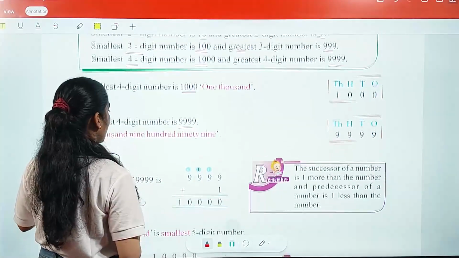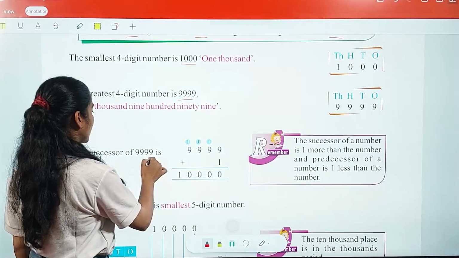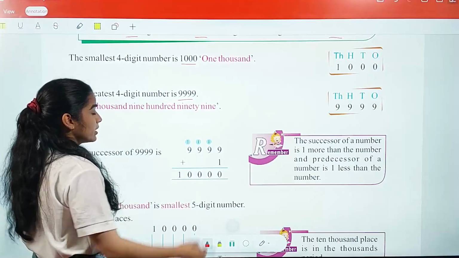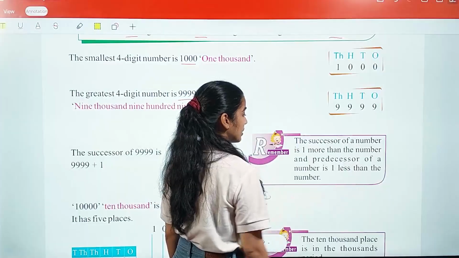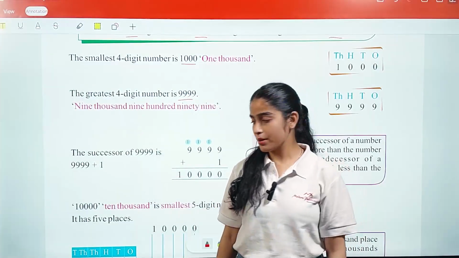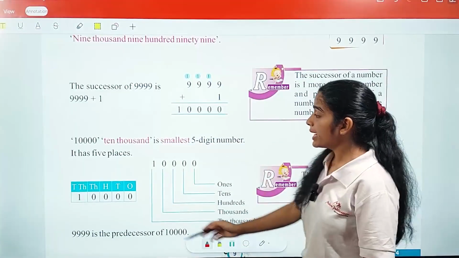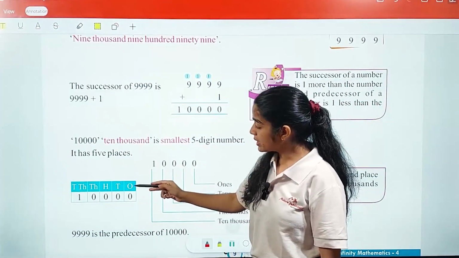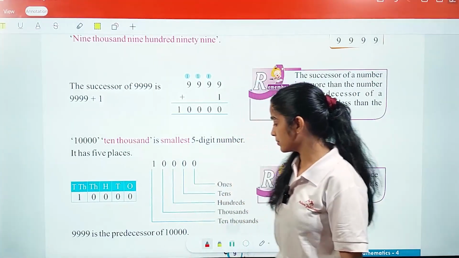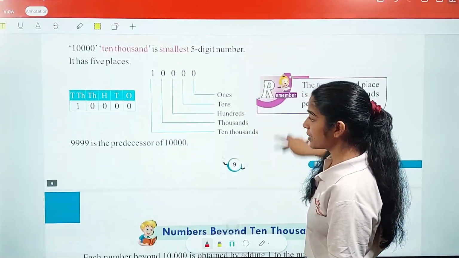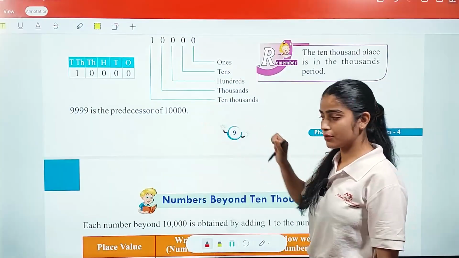The successor of 9999 is 10,000. The successor of a number is one more than the number and the predecessor of a number is one less than the number. So 10,000 is the smallest 5-digit number. It has 5 places: ones, tens, hundreds, thousands and ten thousands. So this is our 10,000. 9999 is the predecessor of 10,000.